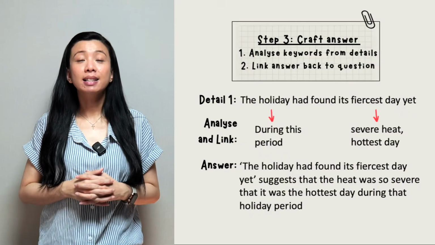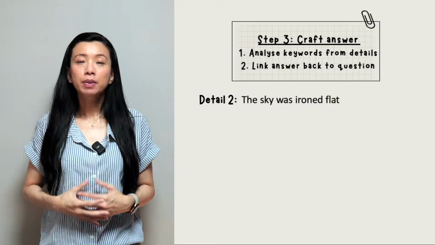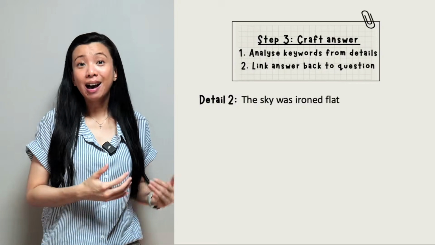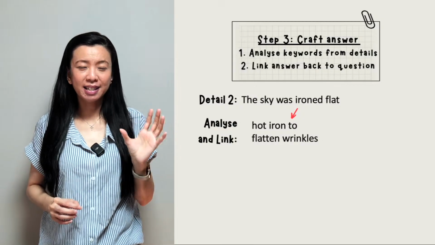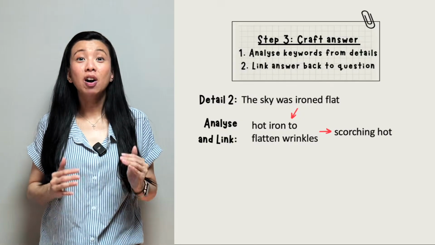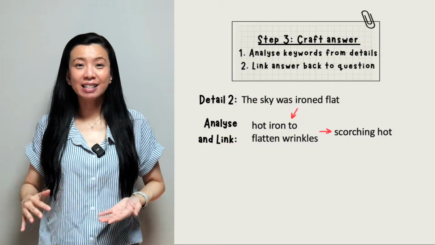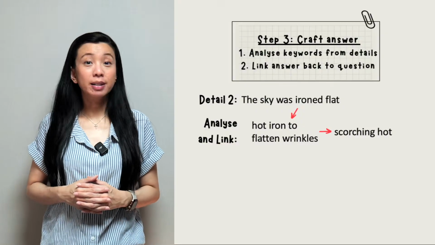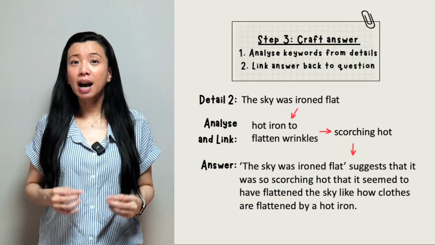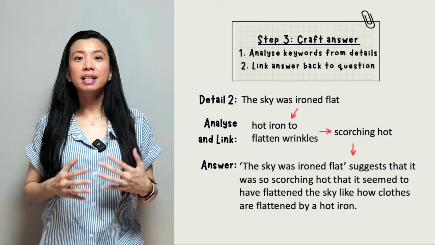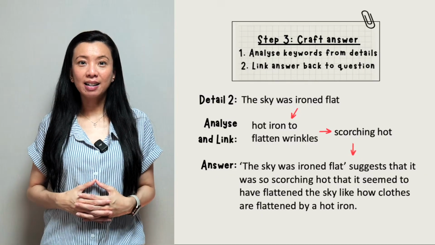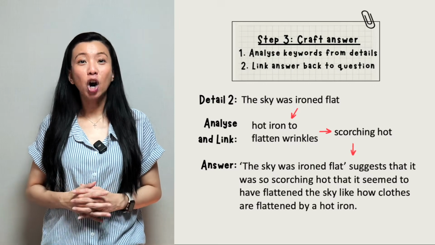The second detail is the sky was ironed flat. So I want you to think of this. When we use an iron, we normally use an iron to iron our clothes, and we do that to flatten out any wrinkles. So here, the iron is used to compare to the heat of that particular day, that the heat was so scorching hot that it seemed to have flattened the sky. So my answer is going to look something like this. The sky was ironed flat suggests that it was so scorching hot that it seemed to have flattened the sky, like how clothes are flattened by a hot iron.